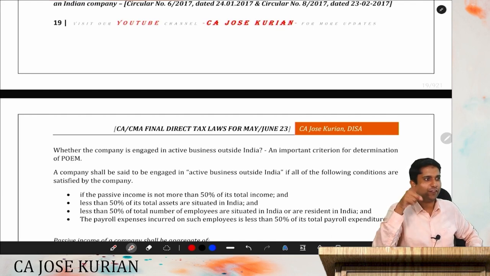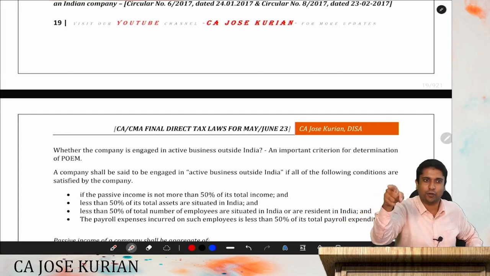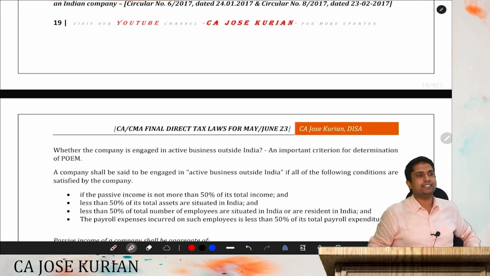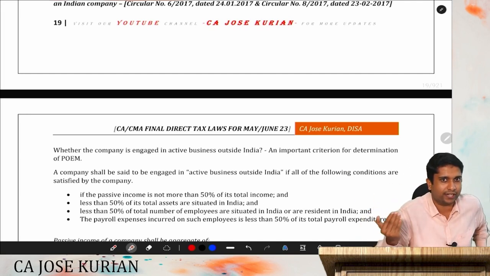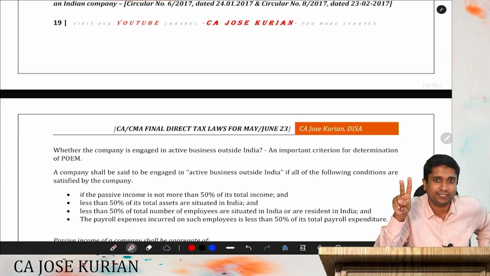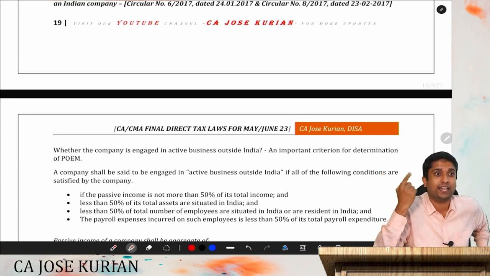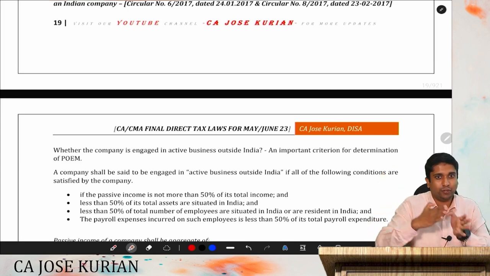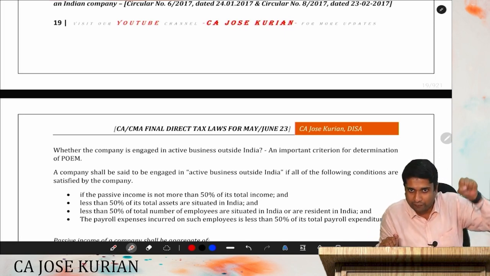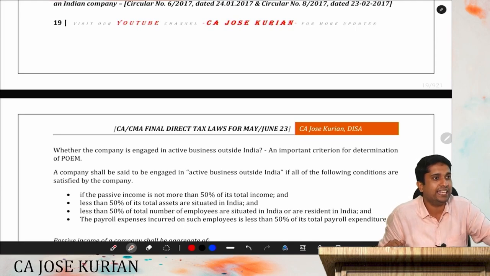Why? Because if you have made some artificial arrangement to exploit these provisions, then they will disregard your arrangement. That's what I've told you. Yes or no? Then the second thing they say, if active business is not outside India, then you need to determine POEM based on two factors. Which are the factors? You identify the decision makers, then you identify the place where actual decisions are made. Based on these two factors, the department has the authority. They have a discretionary power to determine POEM.